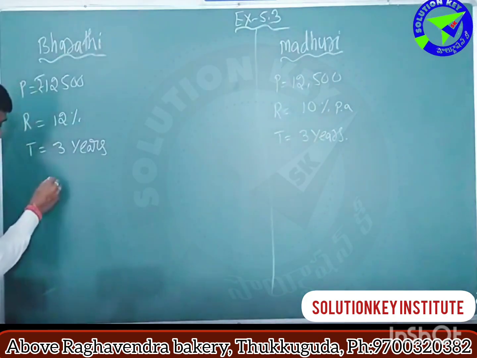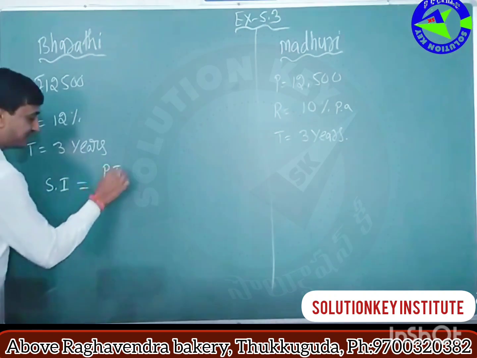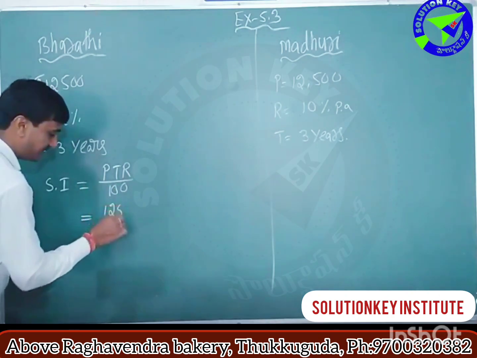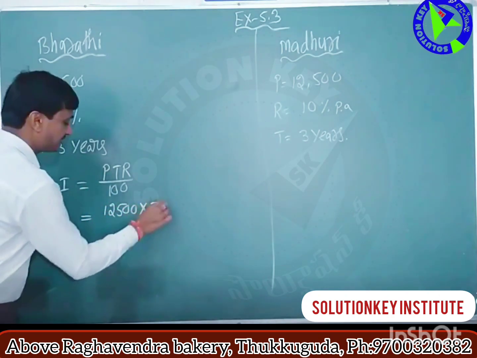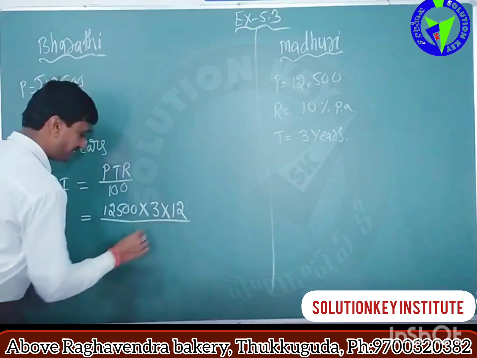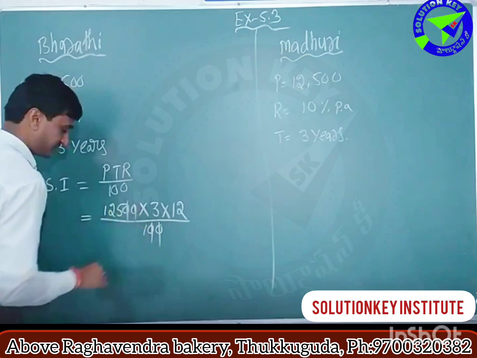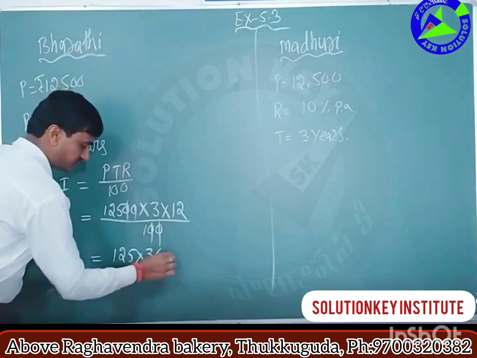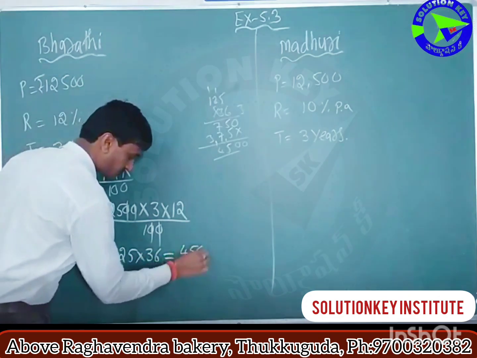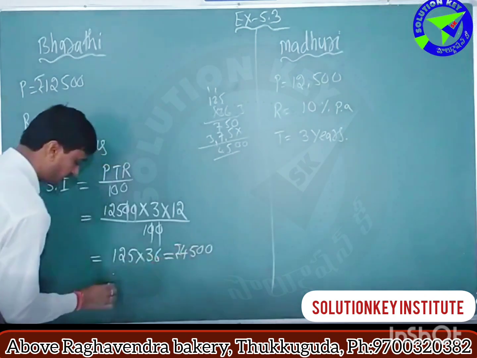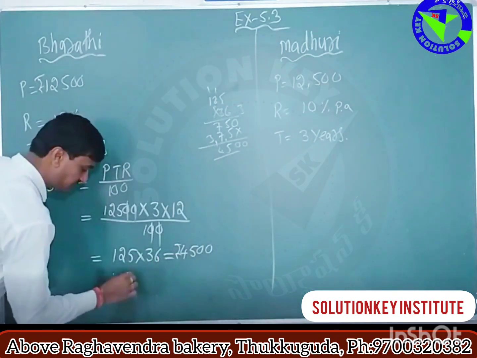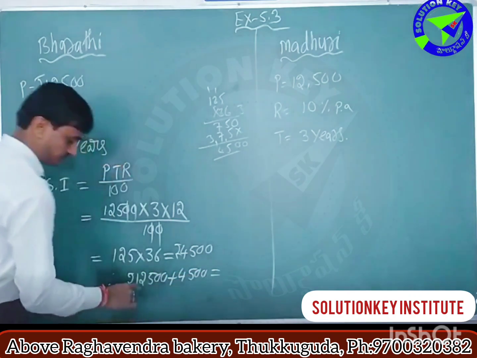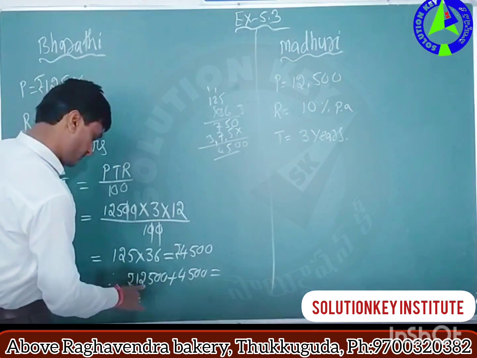Simple interest is PTR by 100. P is equal to 12,500. T is equal to 3 years. R is equal to 12% by 100. 0, 0, 0, 0 cancel. Then it is 125 into 3, 12 are 36. How much now? Multiply and say the answer. Okay, right. Total how much now? 12,500 plus 4,500. Total is how much? 17,000.